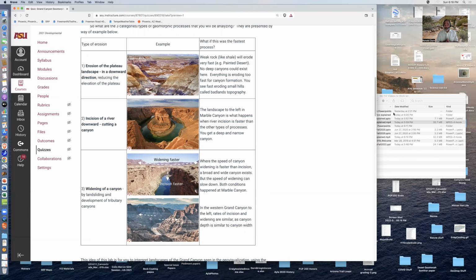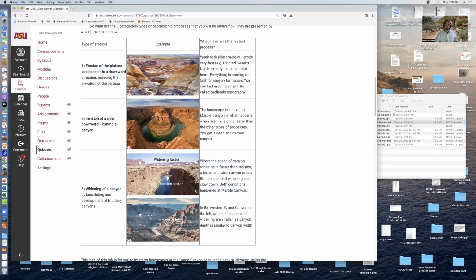Another one is where a river incises downward. There's downward erosion called incision. And the view that you see here is of Marble Canyon, where the Colorado has sliced almost straight down, creating a deep gorge. And this is when river incision is faster than erosion of the plateau downward. And it's also faster than the third set of processes, which is the widening of the canyon by cliff retreat, by landsliding and the development of tributary canyons.